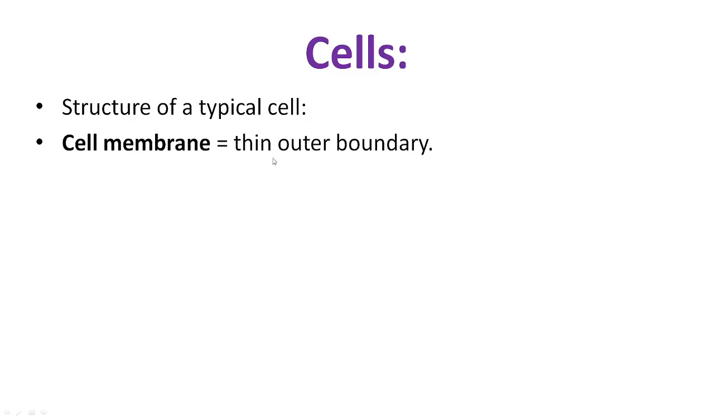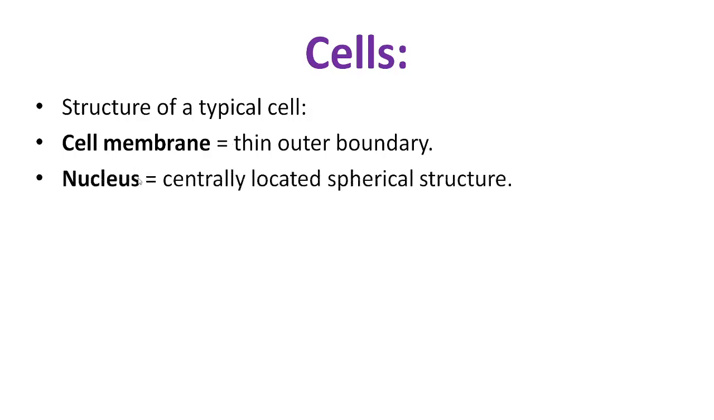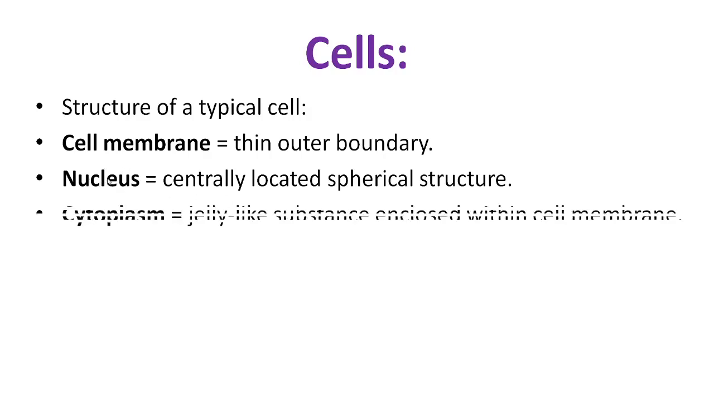Cell membrane is nothing but the thin outer boundary of the cell. Then we have the nucleus in the center, which is a spherical structure. When you go into higher classes, you will study what is present inside the nucleus. Then we have something called cytoplasm. Cytoplasm is a jelly-like substance which is enclosed within the cell membrane.